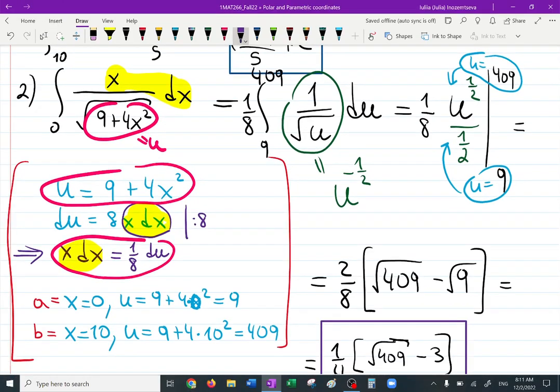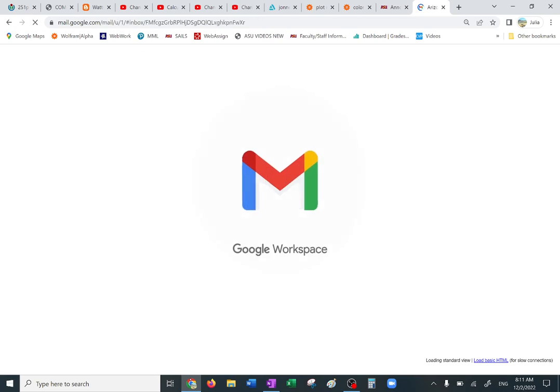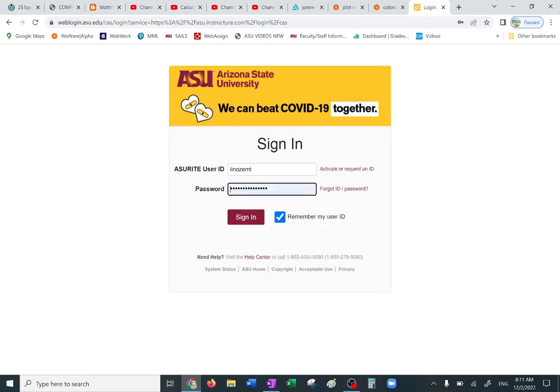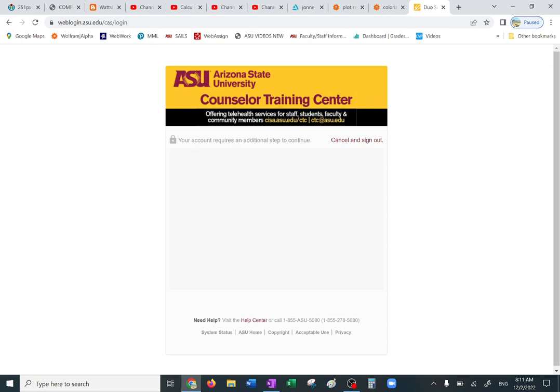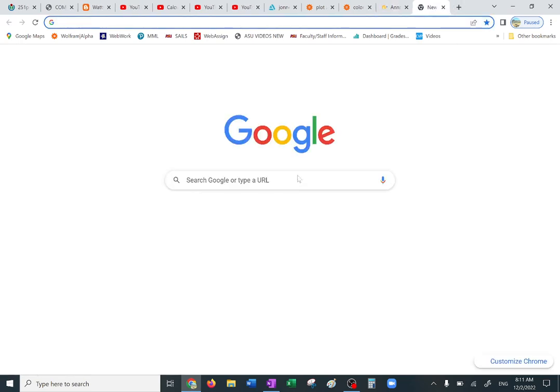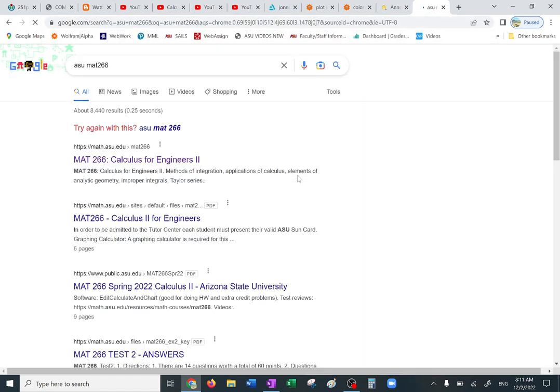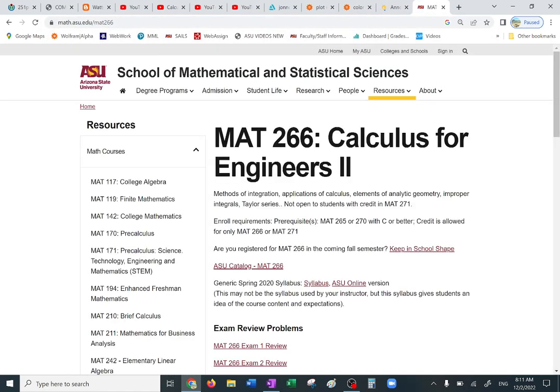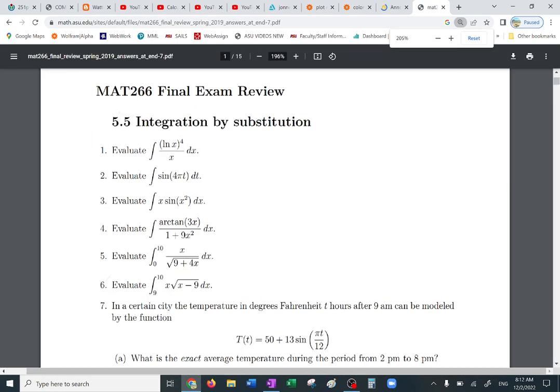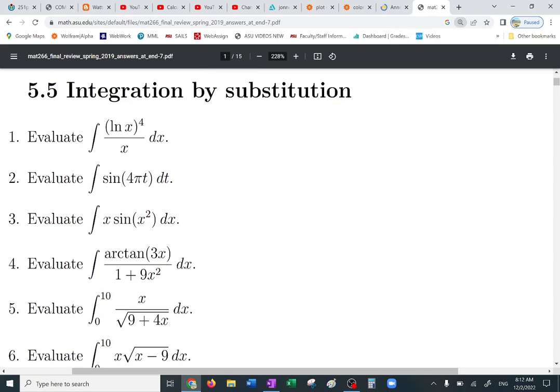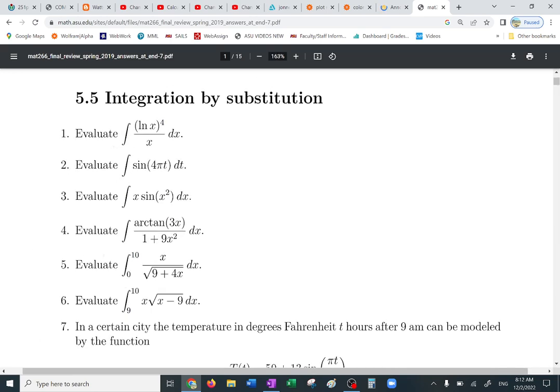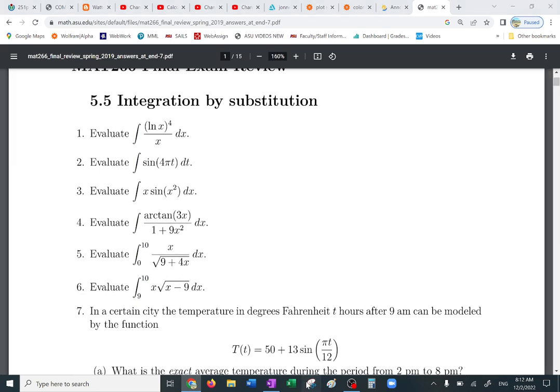So let's quickly practice. What do you think about this file? So we have exam reviews as always. Actually, I don't have to go here. ASU MAT 266. I did attach it to the modules, but I always find it here when students ask. Final exam review. Here you go. So let's practice. What do you think? That'd be nice if I take a screenshot.